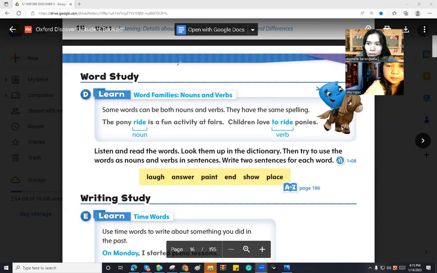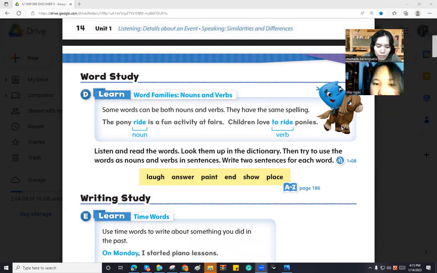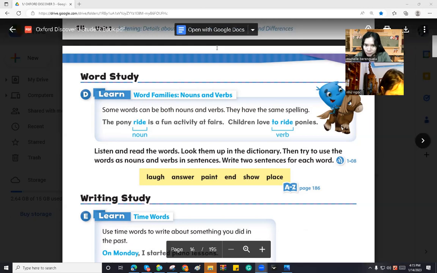All right, wait for a moment. I want you to make two sentences using the same word used as a noun and a verb. Okay? I will wait for you. Make two sentences using the same word, used as noun and verb. Like a ride, and to ride also. Just two sentences.